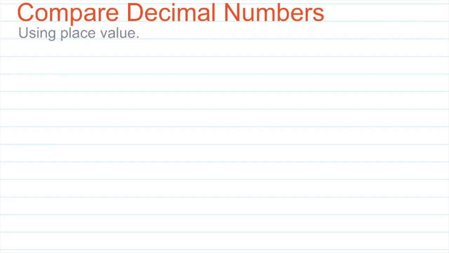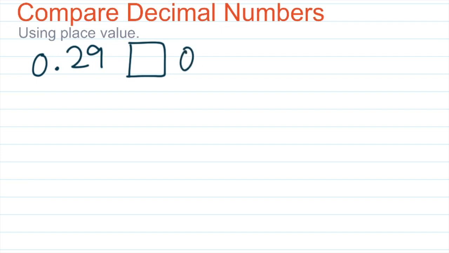Hello, for this quick lesson we are going to compare decimal numbers using place value. For this example I am going to be using the decimal 0.29, and we are going to compare it using the symbols of greater than, less than, and equal to 0.92. Okay, for this one we just need to follow a super simple step.